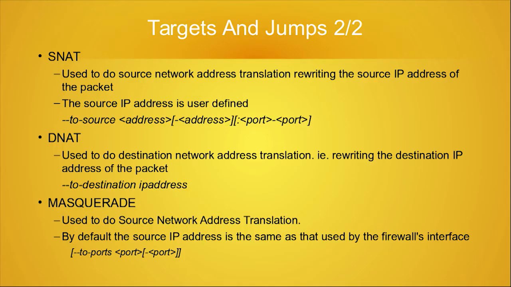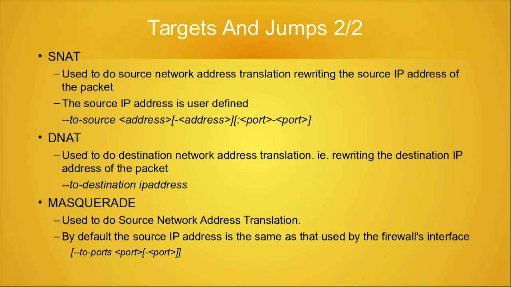As I told you, in NATs you can have source NAT and you can have destination NAT. The source IP address is defined as to-source, address colon address, and then you give what port to what port can be used for NAT. And finally, you can also have masquerade, where you do a source address translation. By default the source IP address is the same as the firewall's interface, but then you can do a translation.